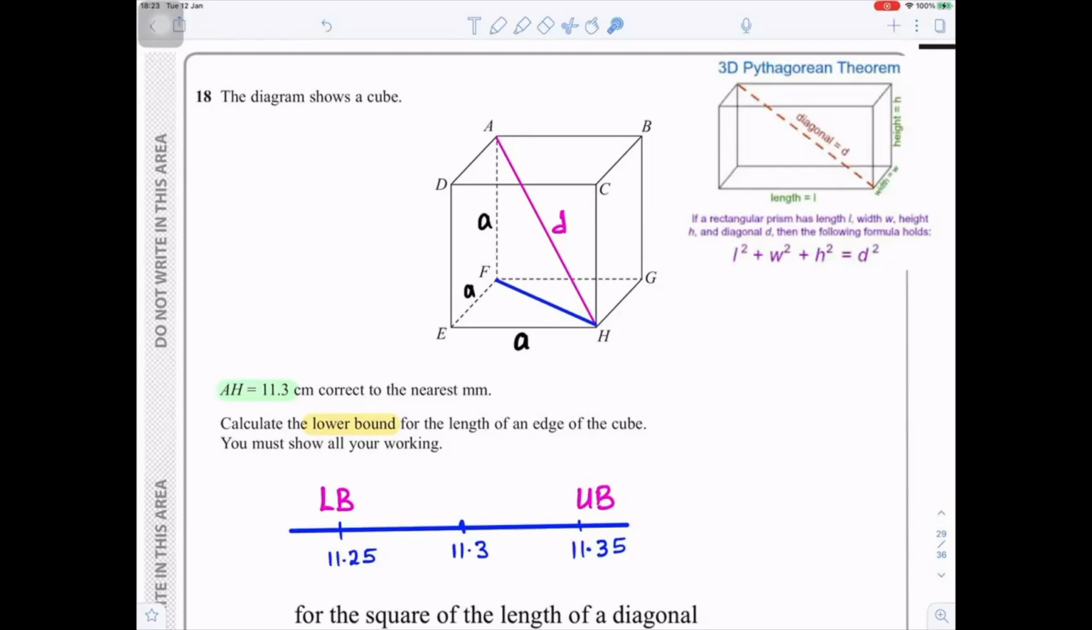So we can look at Pythagoras in 3D. Look at the formula on the top right, which I've put there to help you. It says if a rectangular prism has length L, width W, height H, and diagonal D, then the following formula holds. The square of the diagonal is equal to the square of the length plus the square of the width plus the square of the height. So that Pythagoras formula is very important to remember. That formula holds and we can use it.